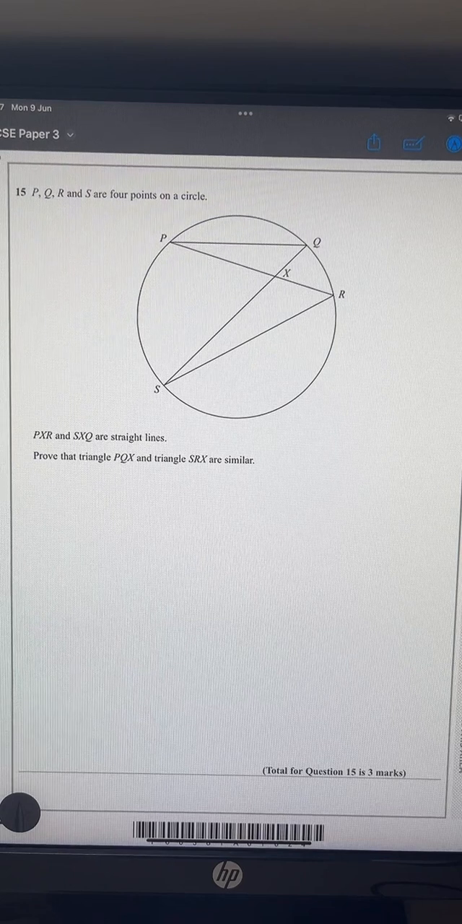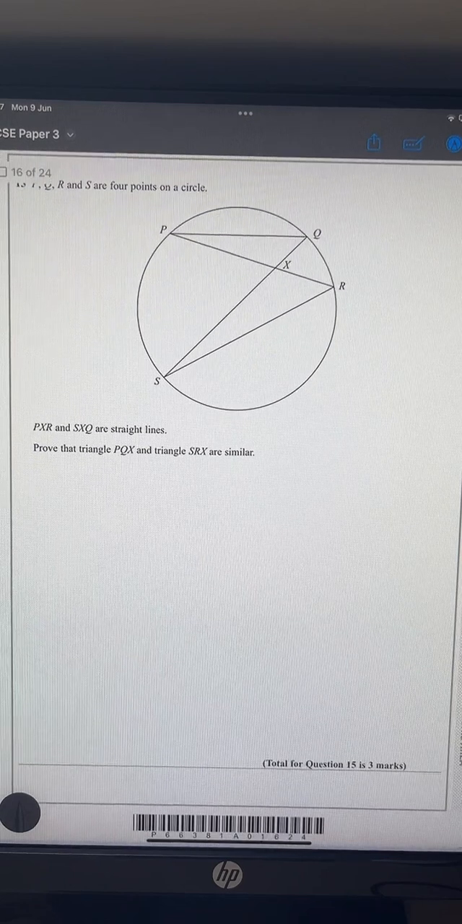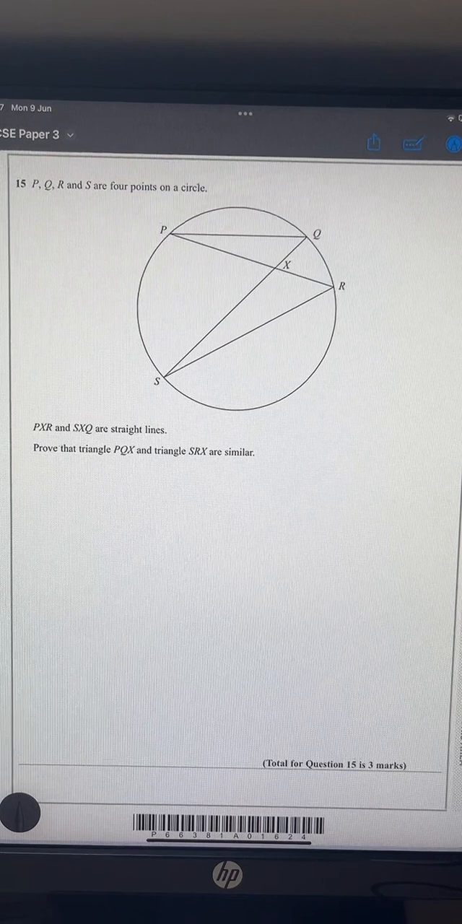Okay, P, Q, R, and S are 4 points on a circle. Well, nah, I can see that. P, X, R, and S, X, Q are straight lines. Prove that triangle PQX and SRX are similar.